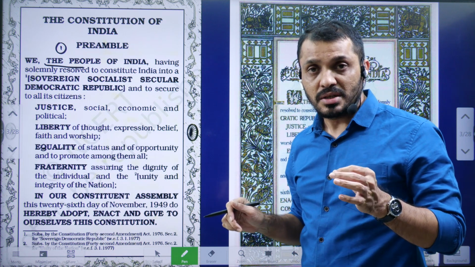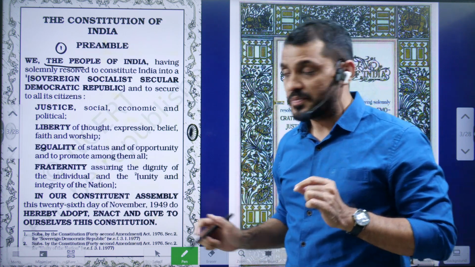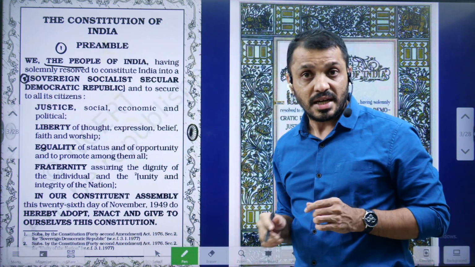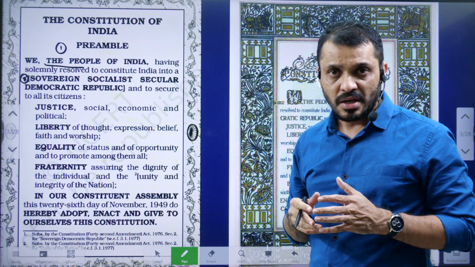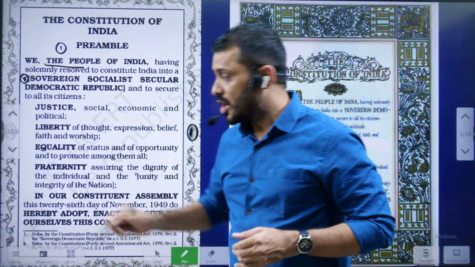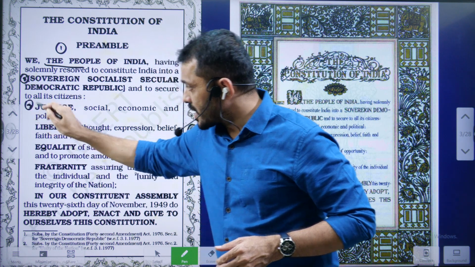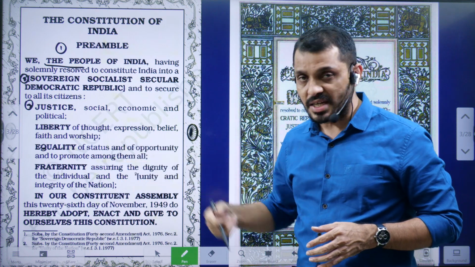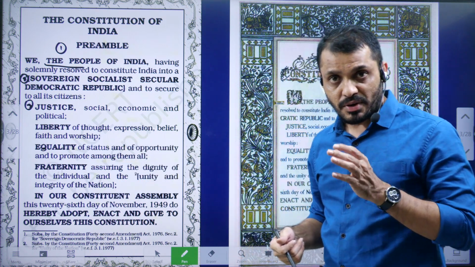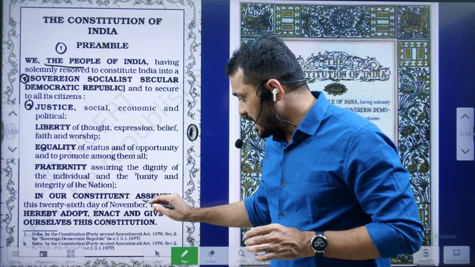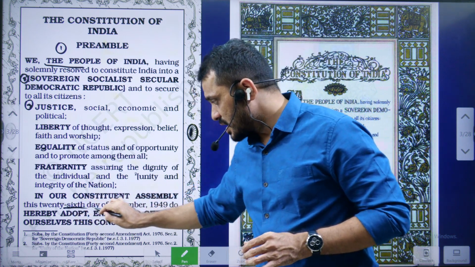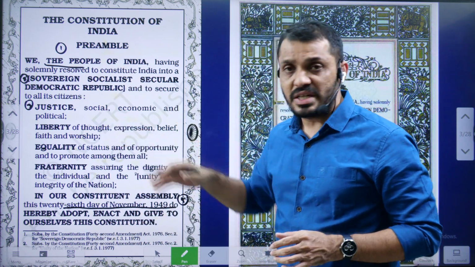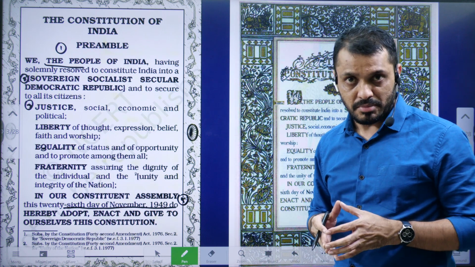The second information from the preamble is the nature of India. What is the nature of India? India is sovereign, socialist, secular, democratic and republic. This is the nature of India. And the third information from the preamble is the objectives of the Indian constitution. What are the objectives wanted to be achieved by the Indian Constitution? Justice, liberty, equality and fraternity. And the fourth information from the preamble is the date of adoption of the Indian Constitution. That is 26th November 1949. This is the fourth. So these are the 4 different sets of information given by the preamble.